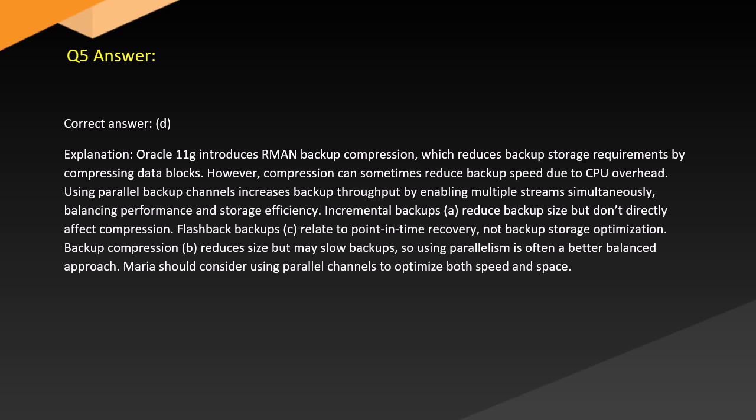Incremental backups, A, reduce backup size, but don't directly affect compression. Flashback backups, C, relate to point-in-time recovery, not backup storage optimization. Backup compression, B, reduces size, but may slow backups, so using parallelism is often a better balanced approach. Maria should consider using parallel channels to optimize both speed and space.